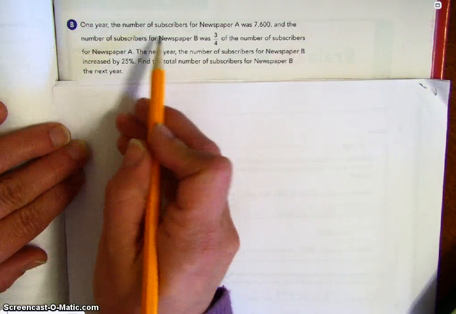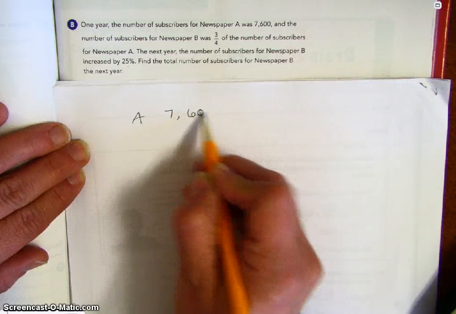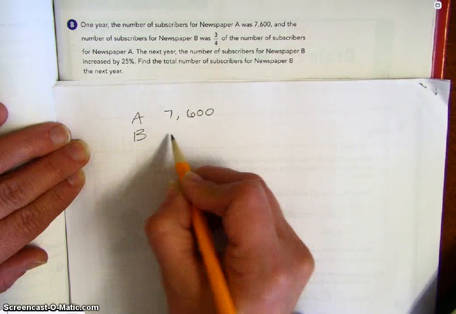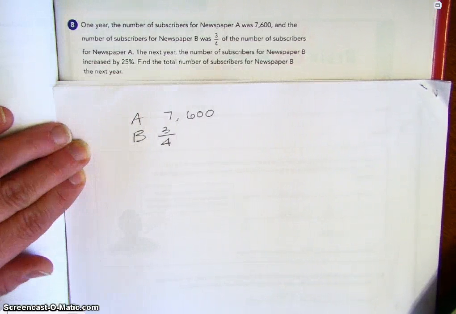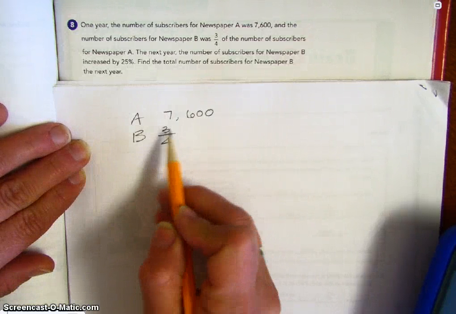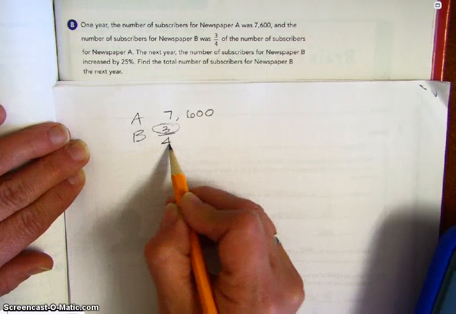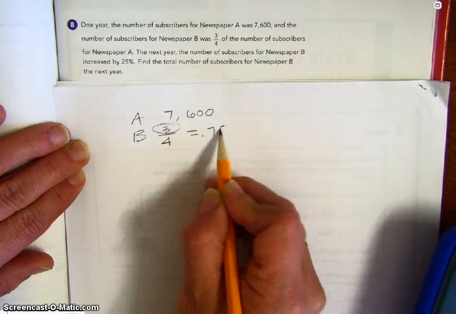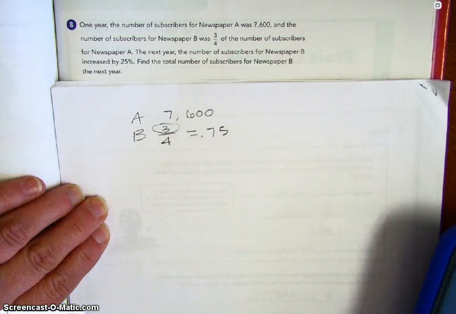So the number of subscribers for newspaper A was 7,600. For B it was 3/4 of the number of subscribers. In order to put 3/4 into our calculator, we can just do the division. Remember, the top dog always goes in your calculator first, and if I take 3 and divide it by 4, that equals 0.75.